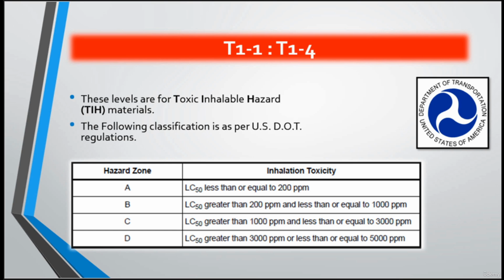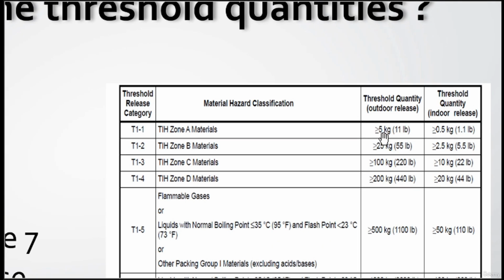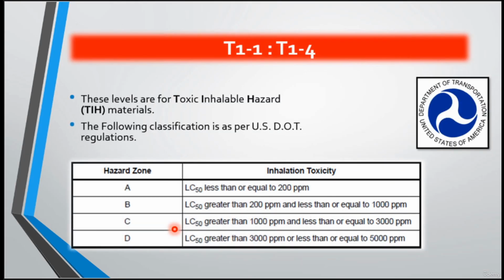And the unit of expression regarding the lethal concentration 50 is parts per million. So you have here for group A, the LC50 will be less than or equal to 200 ppm. So when I talk about a Tier 1, level 1 event, I will say that the loss of primary containment will be of a toxic inhalable hazard material which has a lethal concentration less than or equal to 200 ppm in a quantity which is approximately larger than 5 kilograms for a period of 1 hour. So this is the valid classification of a Tier 1 level 1 process safety event.